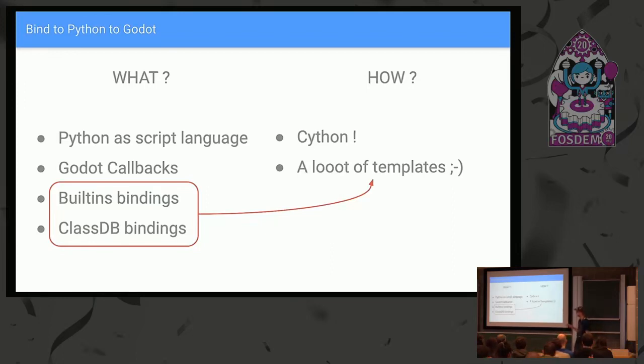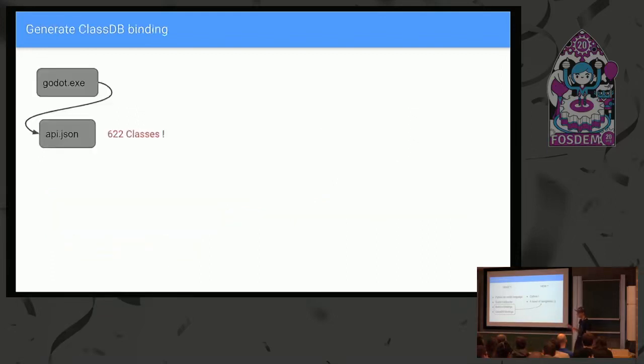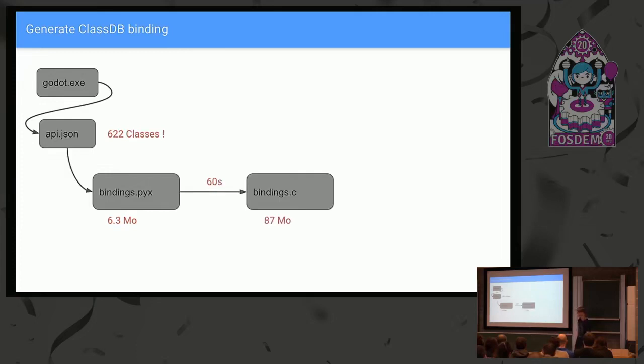The slightly complicated thing is that we have plenty of templates everywhere to generate this code. For instance, we have our Godot binary. Once again, we use ClassDB to generate a JSON, which will show us all the classes, all the methods, all the properties, etc. Then we can generate this file, which is basically a Cython version that allows you to access every class, method, etc. It's pretty big, 6.3 megabytes. But after that, you have to compile this. The Cython compiler starts by compiling your Cython code into C, and now it's 87 megabytes. And on top of that, you're 60 seconds older.